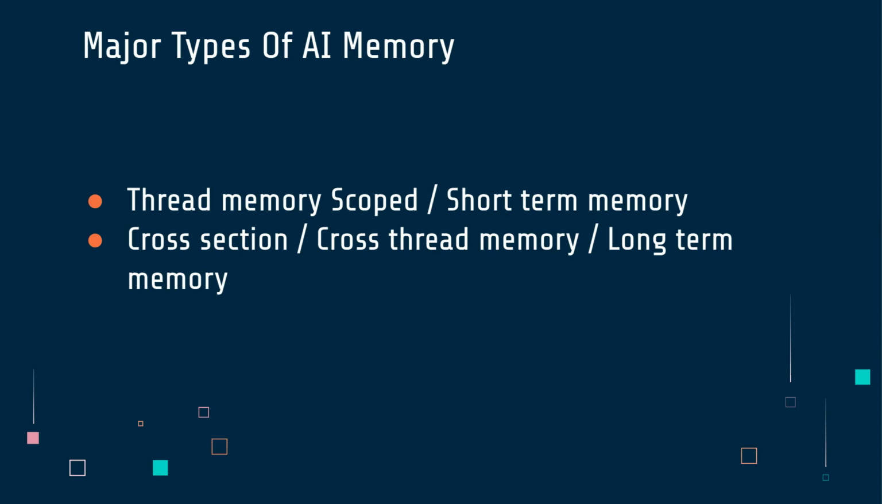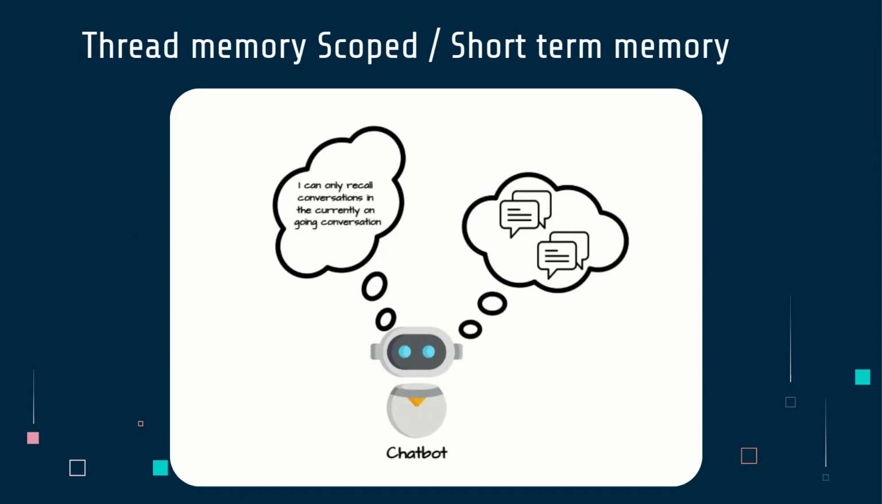There is a thread-scoped memory, which is also called short-term memory. We also have a cross-thread memory, also called long-term memory, right? Thread scope means that it simply understands conversations within only one thread.